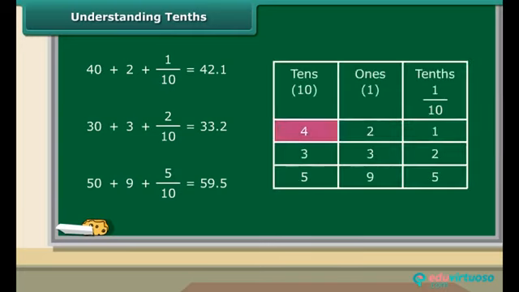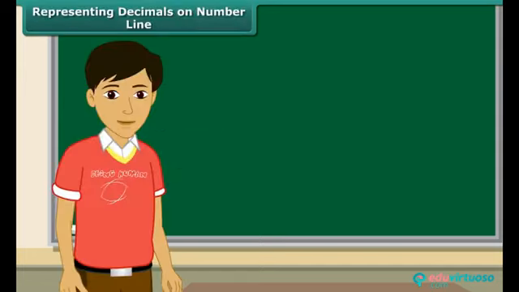Let us read these numbers from the table. 4 tens and 2 ones and 1/10 make 42.1. 3 tens and 3 ones and 2 tenths make 33.2. Similarly, 5 tens and 9 ones and 5 tenths make 59.5. Now we will learn to represent decimals on number line. We will learn this through an example of representing 0.6 on number line.